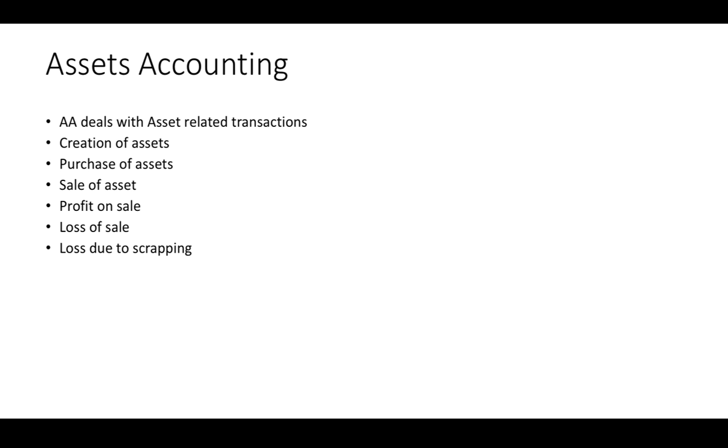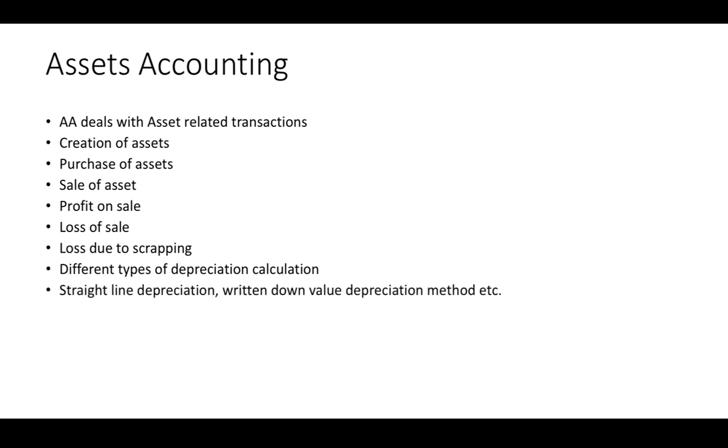Then sometimes, due to a flood or any other reason or for emergencies, you may scrap the asset, right? The asset is not usable anymore after a certain period of time. Then we will cover different types of depreciation calculation. When you procure something like an asset, building, or plant and machinery, vehicles for example, over time they get depreciated. So how you capture that depreciation in the SAP system, we will learn. There are different methods available in the SAP system, and we will cover all those methods: straight line, written down value, right?